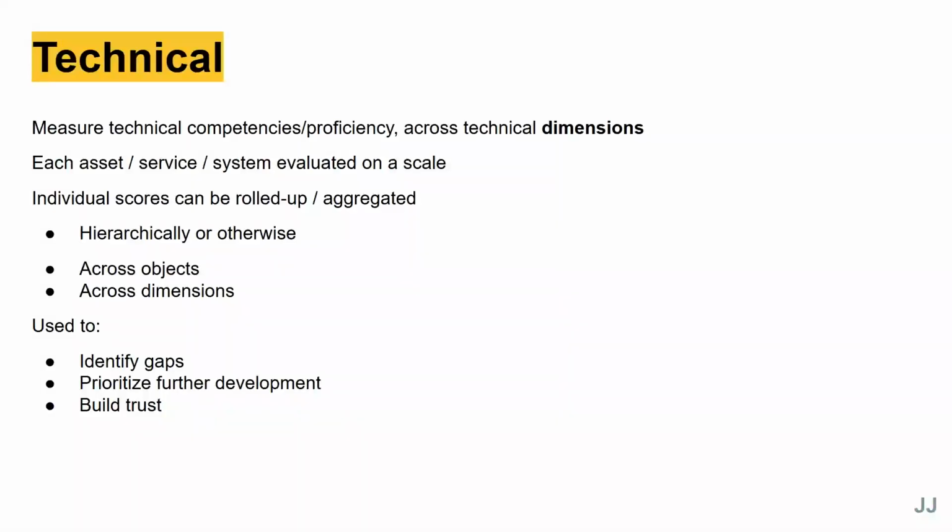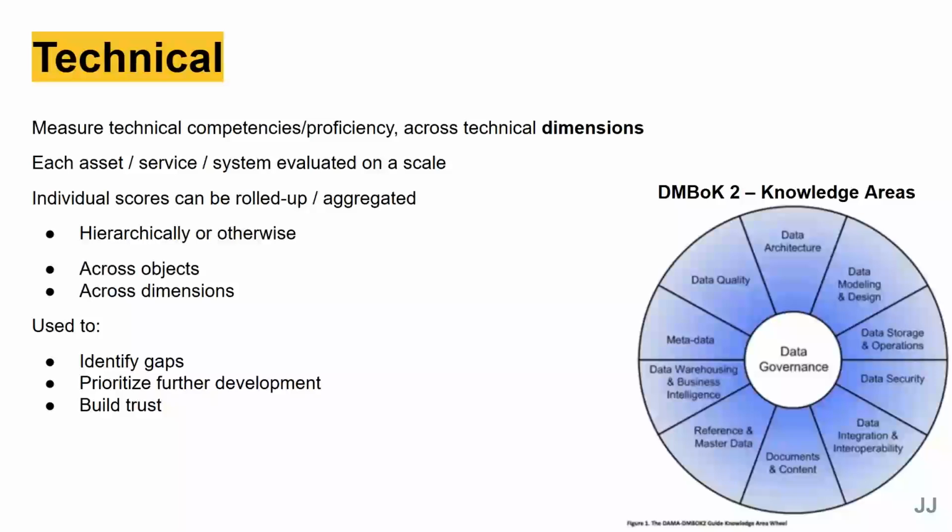All right, technical maturity model. So we're looking at how we measure the different dimensions of assets, services, systems, things involved in the data landscape. And we're going to measure it across these different dimensions. Let me pull up Dembach. So this is one way to potentially structure these different dimensions for a maturity model from a technical lens.